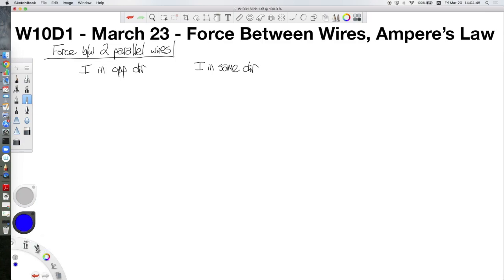So let me draw some example currents here. For currents in the opposite direction, we might have current I1 traveling up and current I2 traveling down. And if we have currents in the same direction, we could say both of the currents are traveling up for the sake of our diagram.